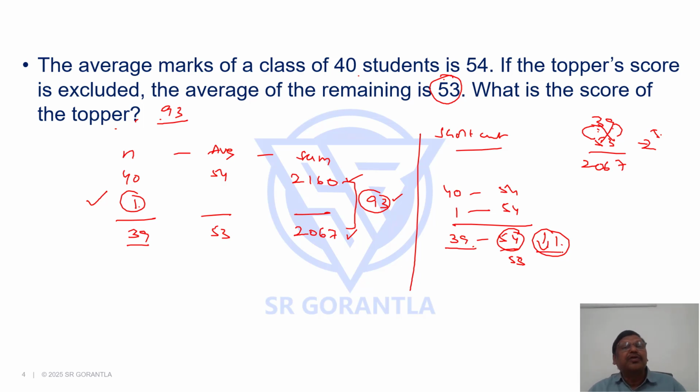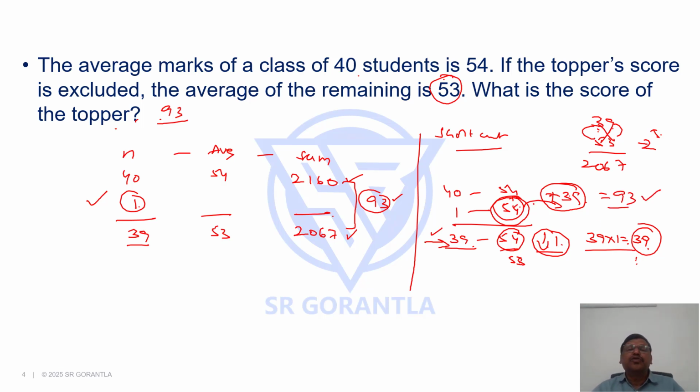The 39 people's average has come down by 1, which means the total has come down by 39 into 1, that is 39. Why has the total come down by 39 for the remaining people? That means the topper who was removed from the group has taken 39 excess out of the group. So the person removed has not just taken 54 out of the group. He has taken 39 also extra, meaning 54 plus 39, 93. That's it. So we can avoid doing these big multiplications, right?